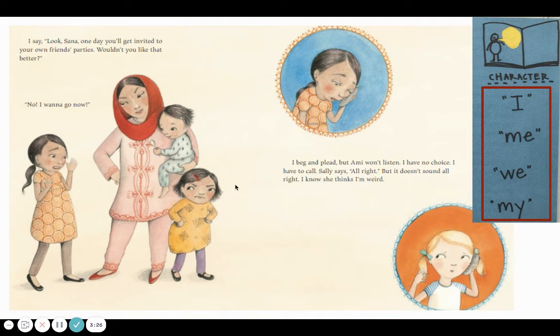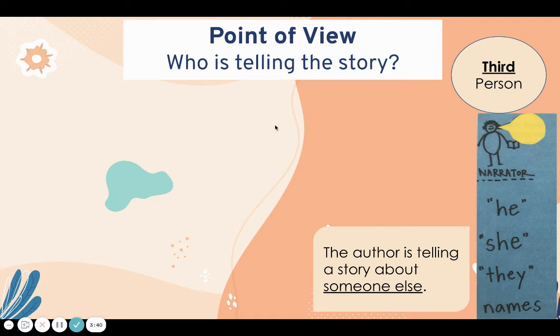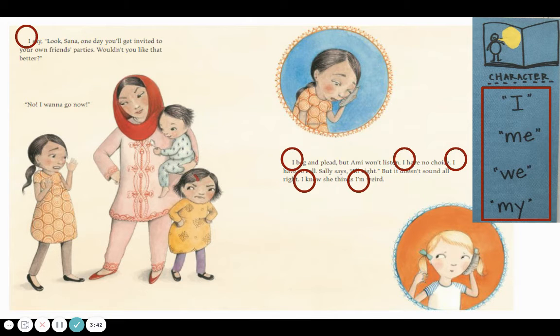So you can tell by this for sure, Rubina is the one telling the story. The character is speaking, okay? Lots of I's all over the place. That means this story is told in first person, okay?